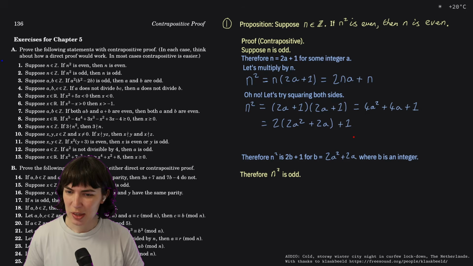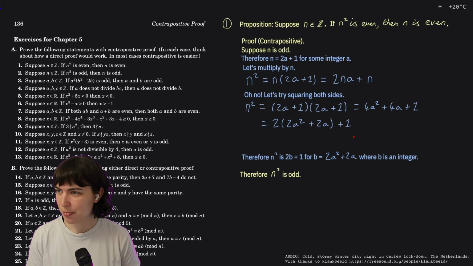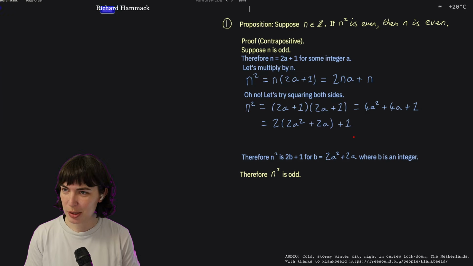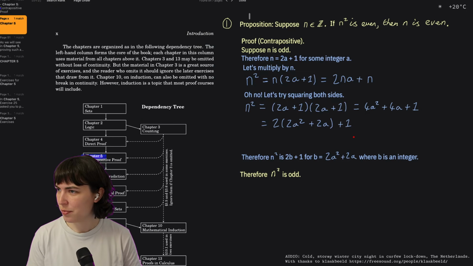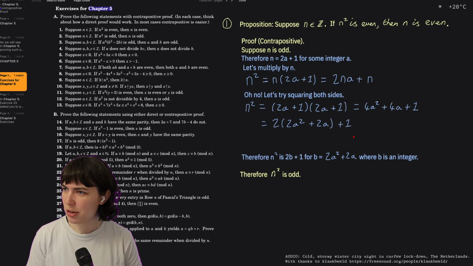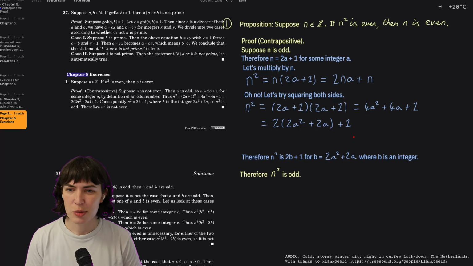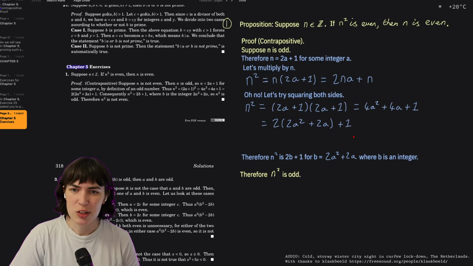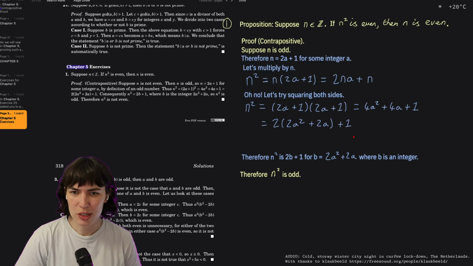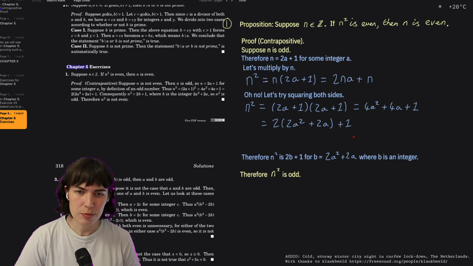I guess we can ask Richard. Richard? Would you give me the answer, please? Alright. Suppose n is a member of the integers. If n squared is even, then n is even. Proof, contrapositive. Suppose n is not even, therefore odd. So n equals 2a plus 1 for some integer a, by definition of an odd number. Thus n squared equals 2a plus 1 squared. So that was the right step. So you can use that step sometimes, though not always.